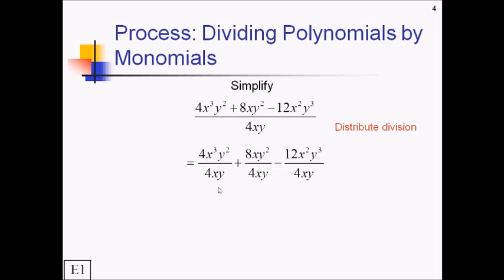So simplifying the first one, 4's are going to cancel. We have x squared if we divide a cube by 1. And we've got y to the first power. This is 2 minus 1. Next, 8 over 4 is 2. X's cancel completely, and we just have y on top. So 2y. And for this last one, we have a negative out in front. Don't forget that. 12 over 4 is 3. X squared over x is just x. And y cubed over y is y squared.